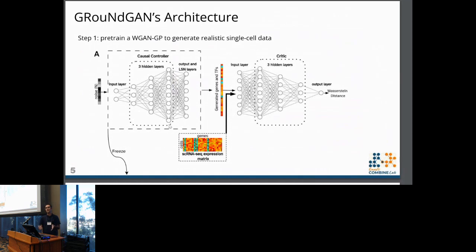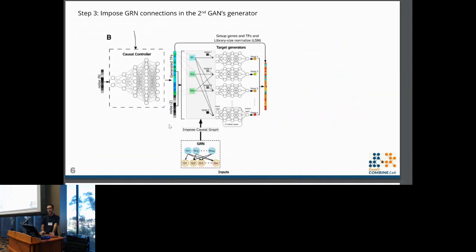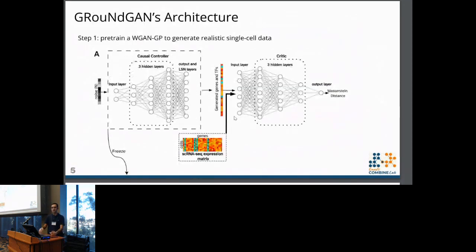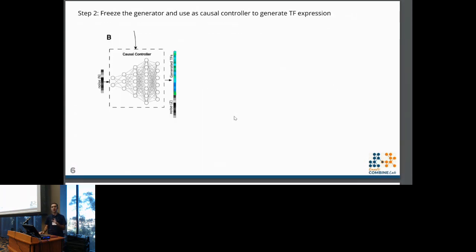Independence between genes only comes in the model in the second training step, where we now have to impose a GRN and have these target generators which do not have any connections between them. However, speaking in theory, since we're generating all TFs at once in this first step and then isolating them, the interactions between the TFs, that line in this graph, that should still be captured by the model. I don't see why it wouldn't be.